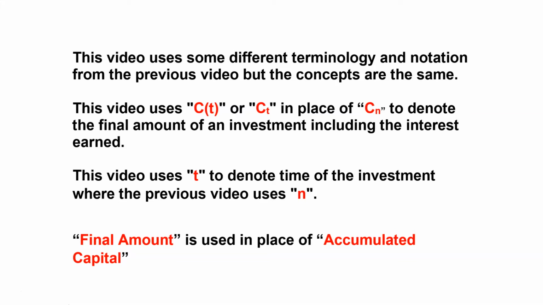Simple interest. This video uses some different terminology and notation from the previous video, but the concepts are the same. This video uses C bracket T or C subscript T in place of C subscript N to denote the final amount of an investment, including the interest earned. This video also uses T to denote time of the investment, where the previous video used N. Final amount is used in place of accumulated capital.